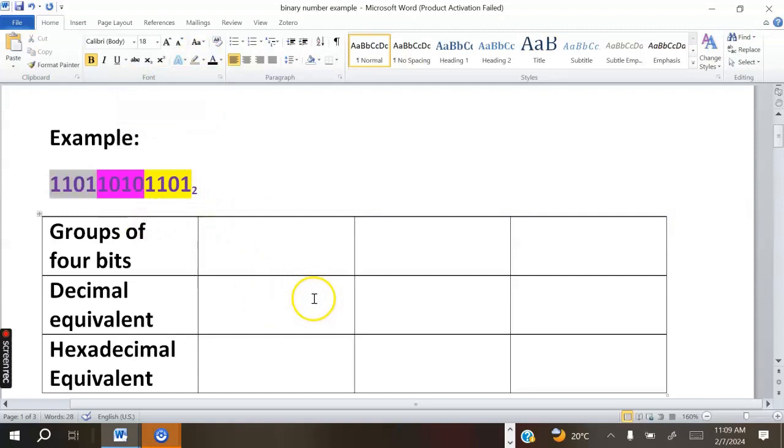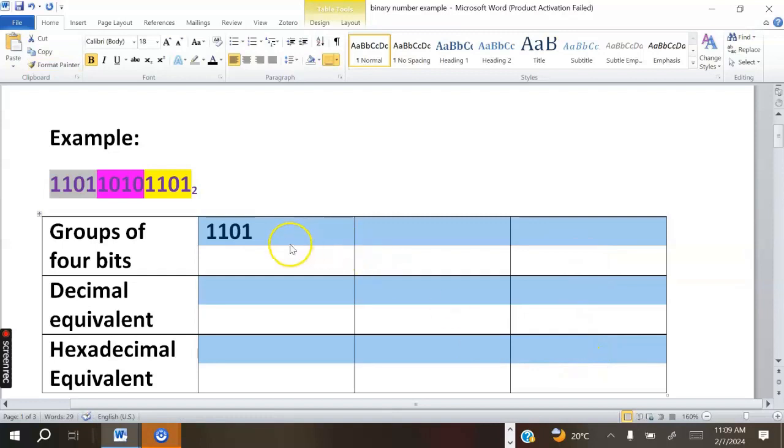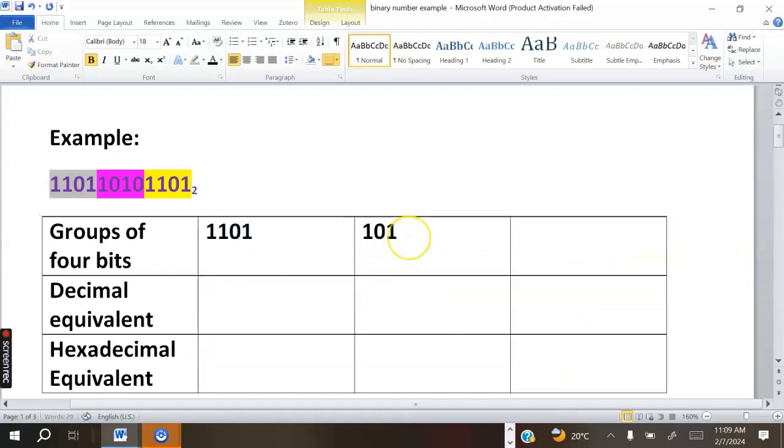So what we have done, we have arranged our work in a group of 4. So group number 1, we have 1 1 0 1. Then 2 we have 1 0 1 0. Then we have 1 1 0 1. So step number 1, as usual, is to write down the number in a group of 4, which we have already done. Okay, the next step is to get its decimal equivalent.